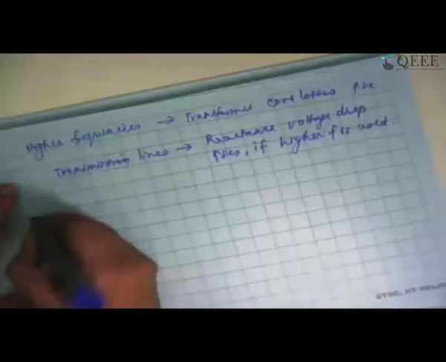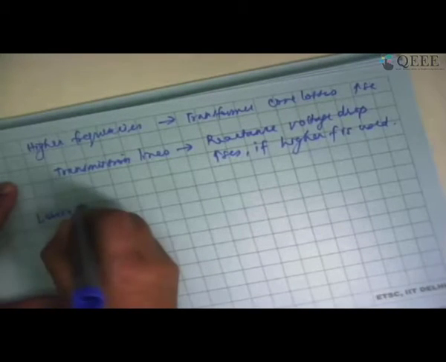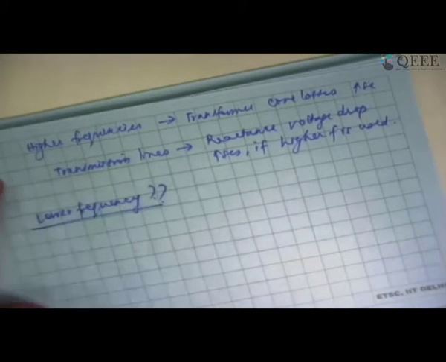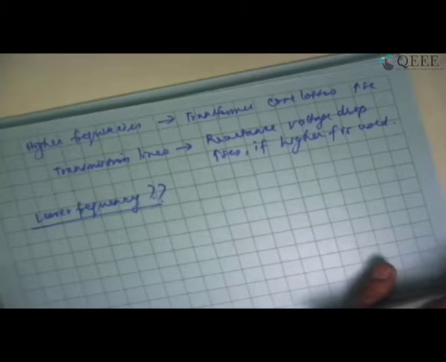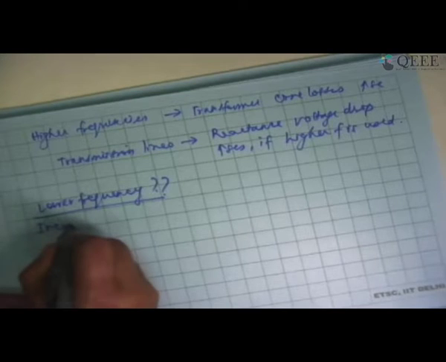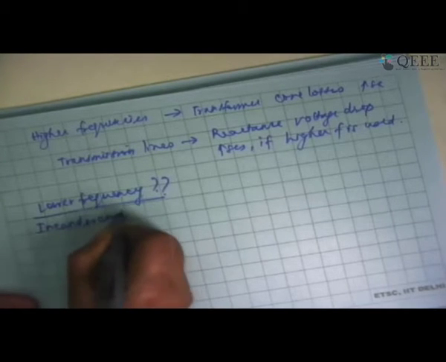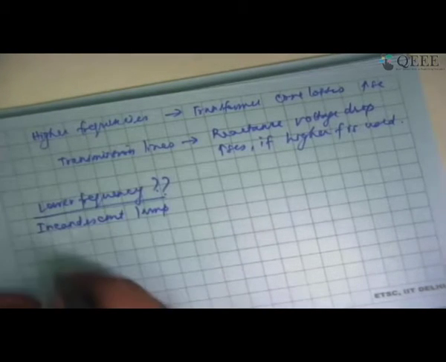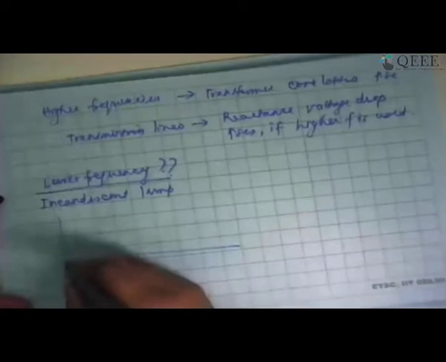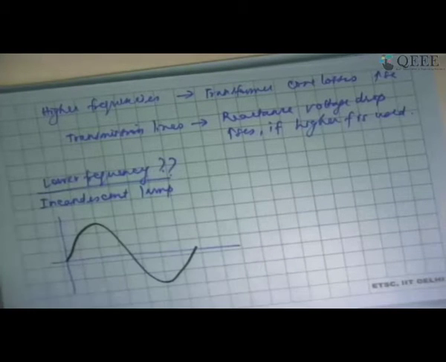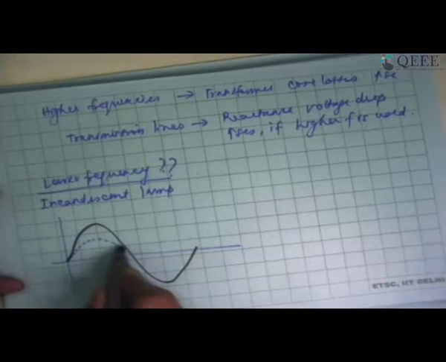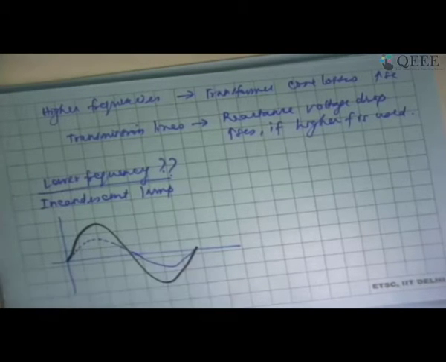Whereas if we use lower frequency, why not lower frequency? That is our question. So if we want to have lower frequency, especially with incandescent lamps, if we look at the voltage and current, it is actually resistive in nature. So if I have my voltage like this, the current will also have an almost unity power factor waveform. So it will have something like this.